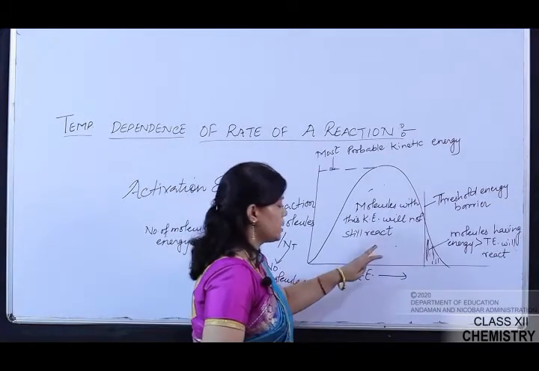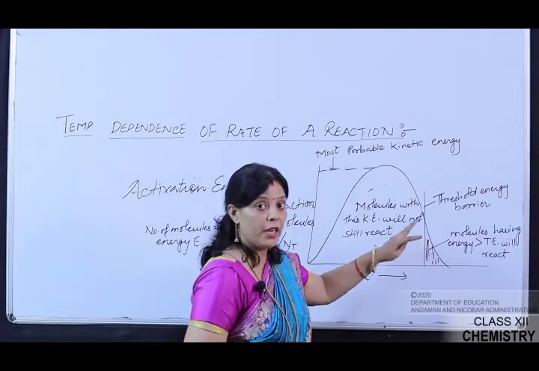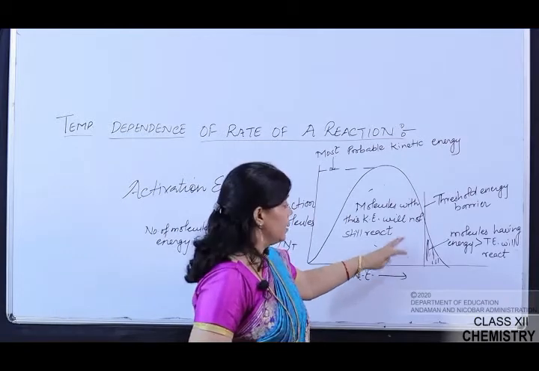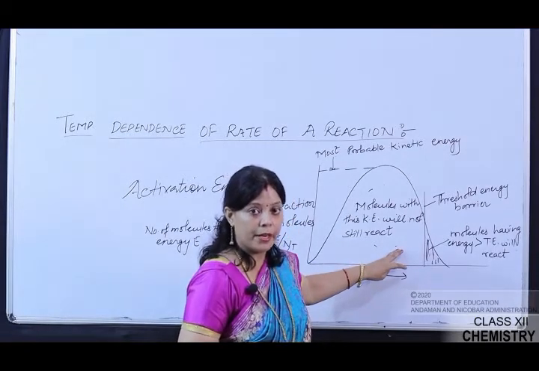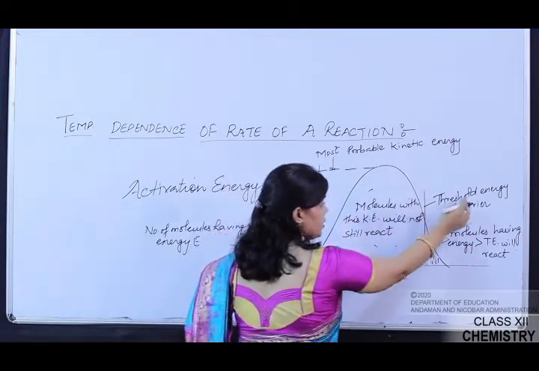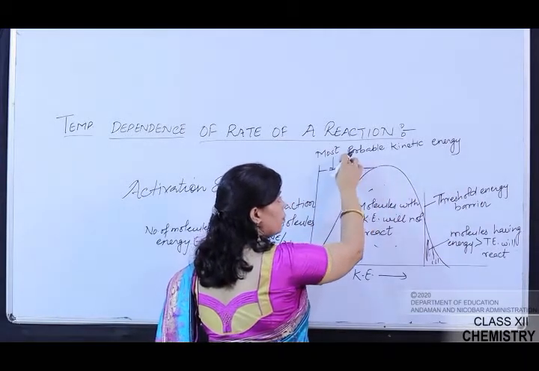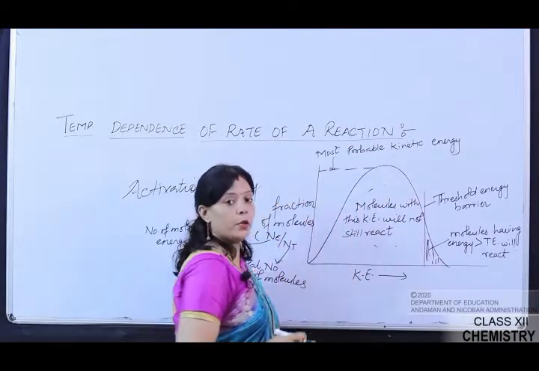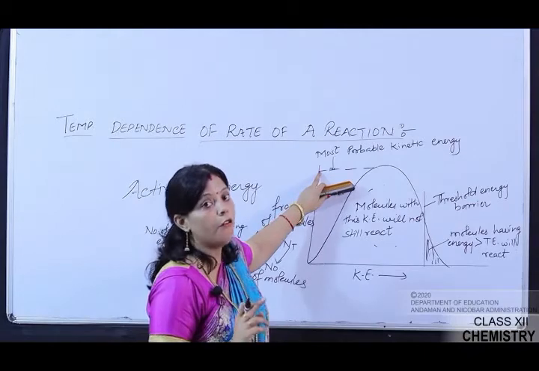With the help of this curve, you can clearly understand the concept of the threshold energy barrier, and how the distribution of the kinetic energy among a large number of molecules can be predicted. This energy is named the threshold energy. The peak of this curve corresponds to the most probable kinetic energy, and it means this particular kinetic energy is possessed by the maximum number of molecules.